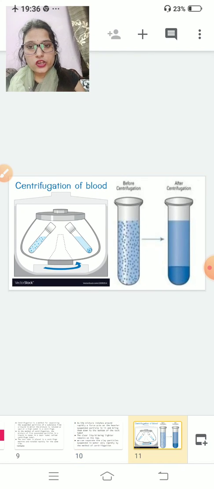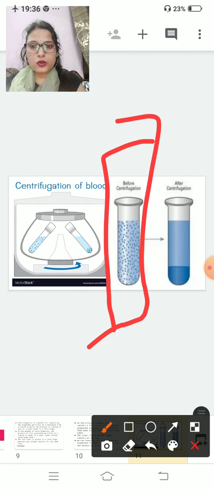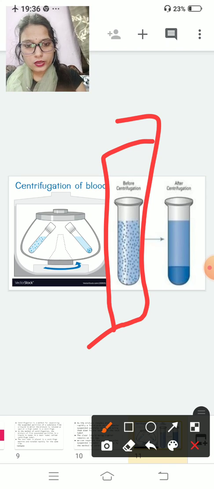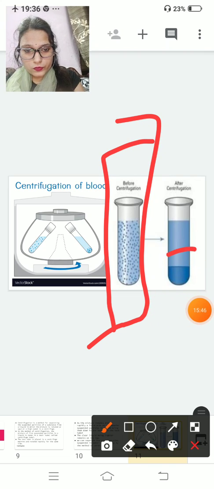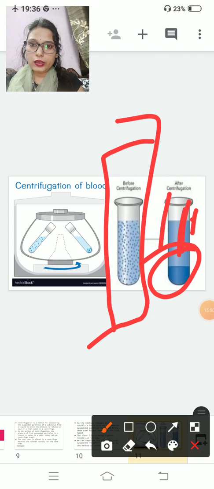See, this is your centrifugation machine, and before centrifugation your mixture will look like this. After centrifugation, what will happen? The heavier one will settle down and the lighter will come up. Clear?